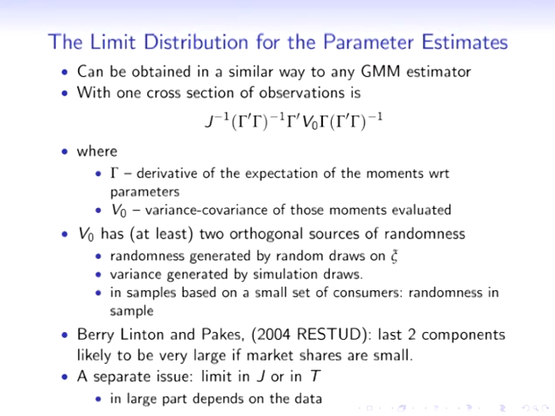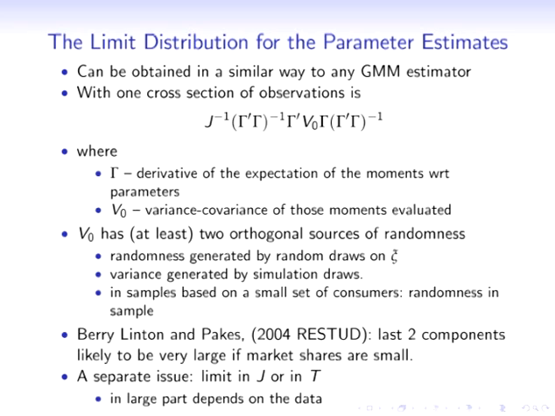I talked about estimation. Let me just say a quick word about inference and the limit distribution. So in principle, we can get the standard errors the way we always do out of a GMM estimator. With a single cross-section, it's basically some form of this equation, right? We basically have the derivative of the expectation of the moment with respect to parameters and the variance-covariance of the moments evaluated.